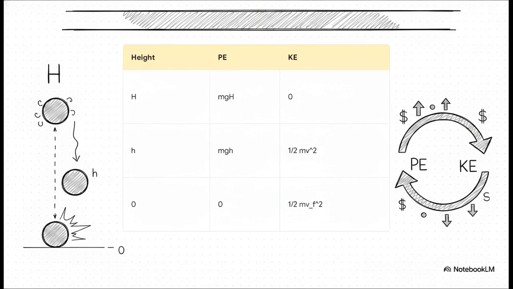The bank account is entirely filled with height. Halfway down, the ball has lost some of that height, but gained considerable speed, creating a balanced mix of potential and kinetic energy. Finally, right as it smacks the ground at level 0, the height is completely gone, so the potential energy drops to 0. It's now entirely kinetic energy. And here is the beautiful part. While the individual accounts of potential and kinetic energy are constantly fluctuating from point to point during that fall, the total balance sheet, the sum of those two together, remains perfectly, mathematically constant.